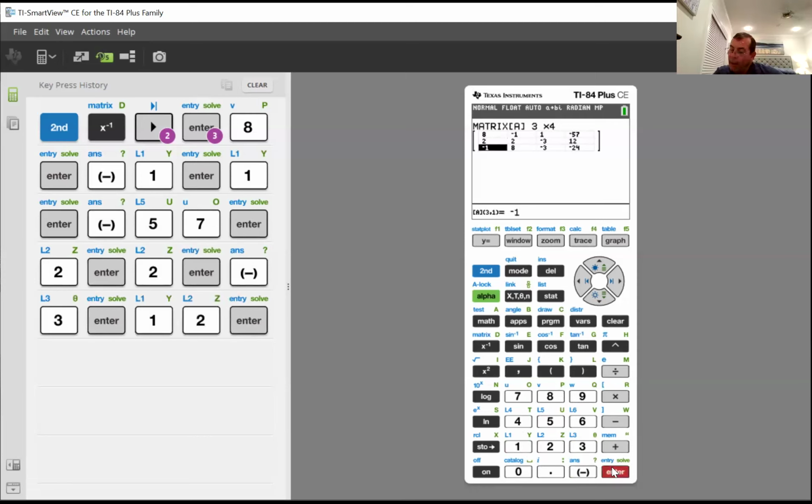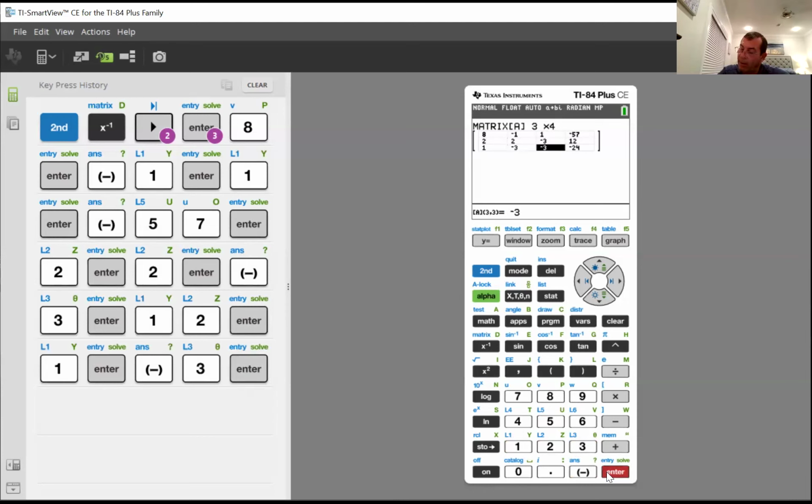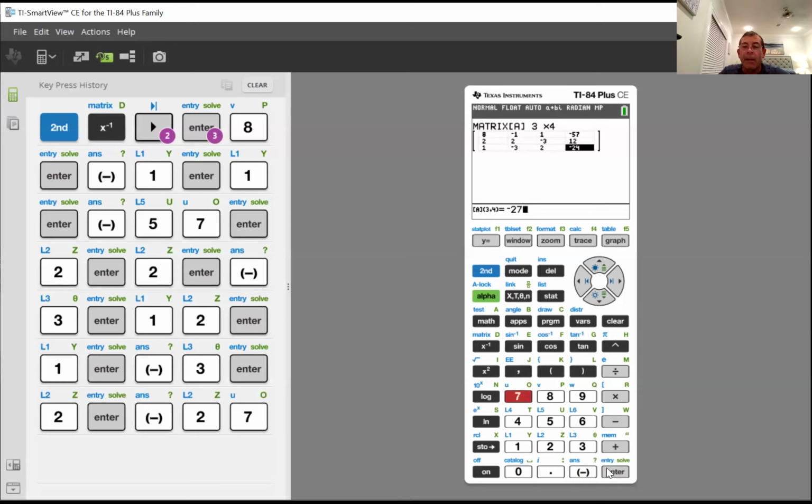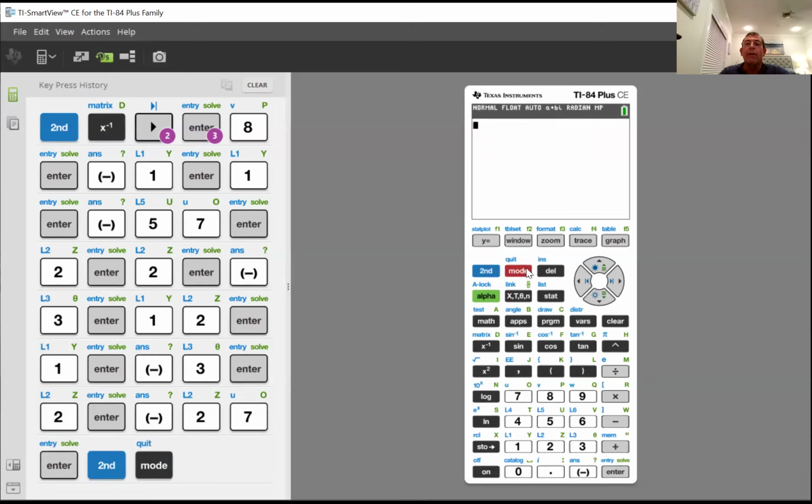And enter. All right, my last row was 1x. Enter. -3y. Enter. 2z, so 2, enter. And that one equaled a -27. And enter. So I entered all my numbers and see how it goes back to the top number. Once you got everything in, it'll go back up to there to let you know. But now I'm going to quit the screen since I got my matrix in there. So I'm going to hit second mode and quit my screen.